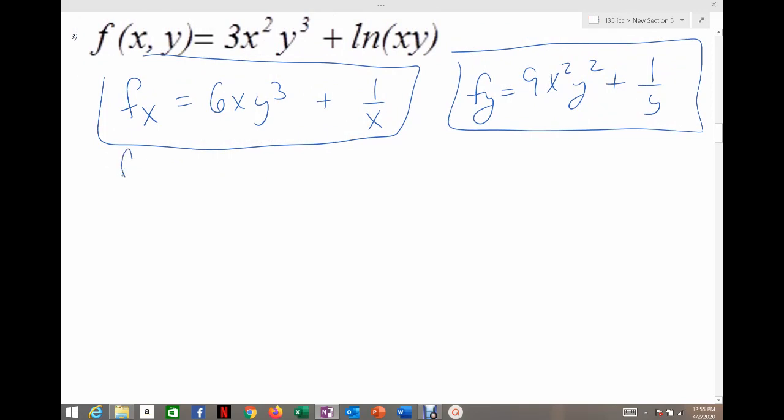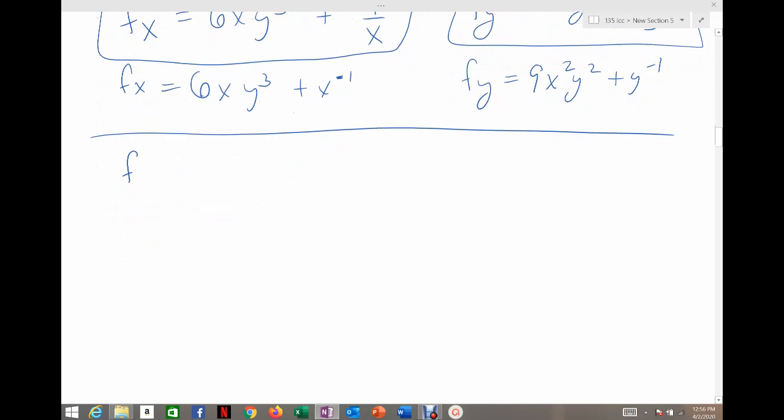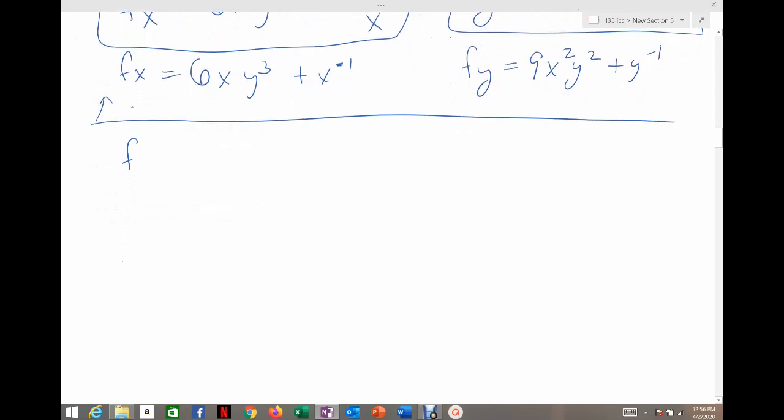Before I get started, I'm going to rewrite the 1 over x as x to the negative first, and same thing over here, as y to the negative first. Alright, so I can take my power rule instead of the quotient rule. Alright, now I'm ready for my second derivatives. Alright, my derivative with respect to x twice. So again, looking here, and then my mixed derivative, x then y.